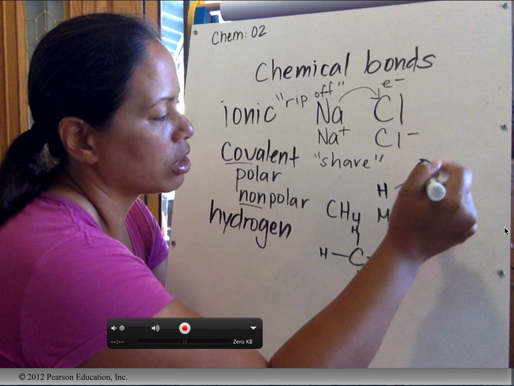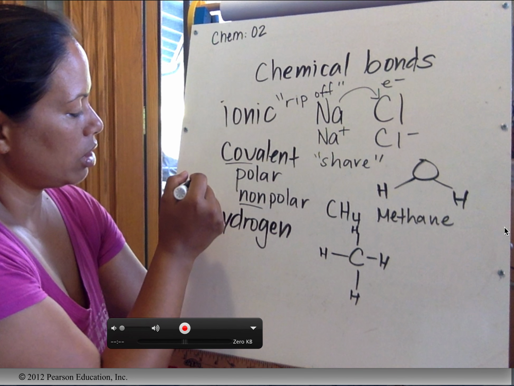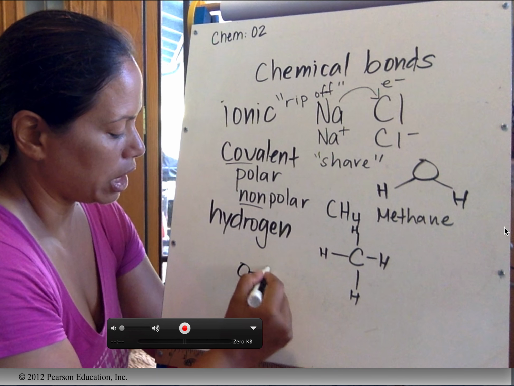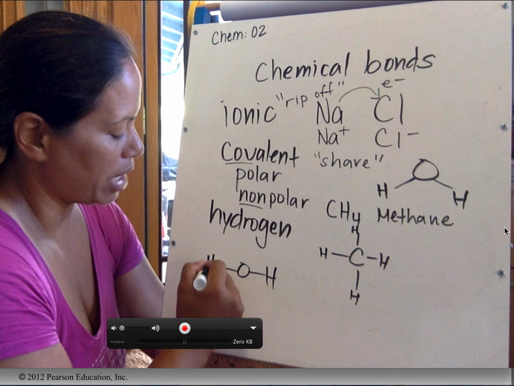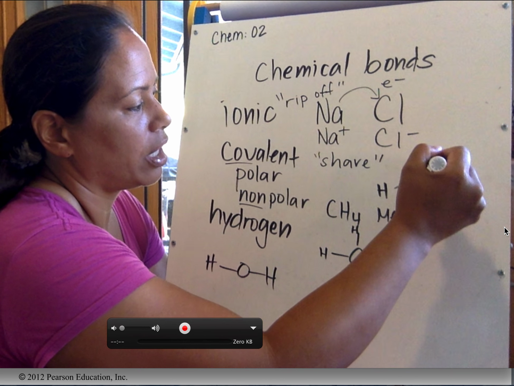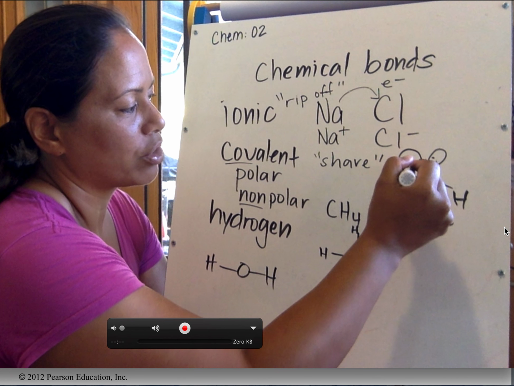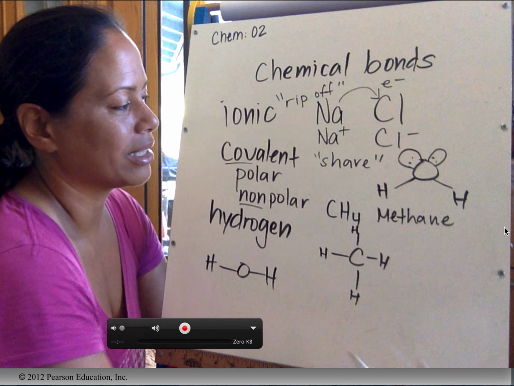And water is a really good example. Although you think that water is linear in nature, it is not. It is a bent molecule because they have what they call a lone pair of electrons. I just see a bunny ear with little hands.